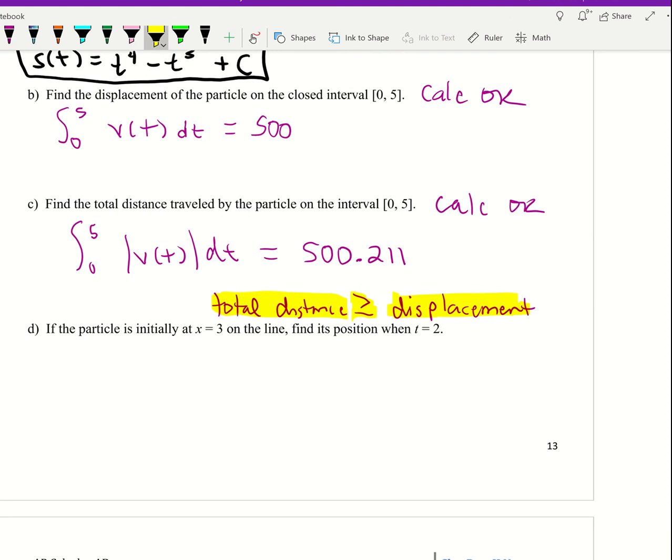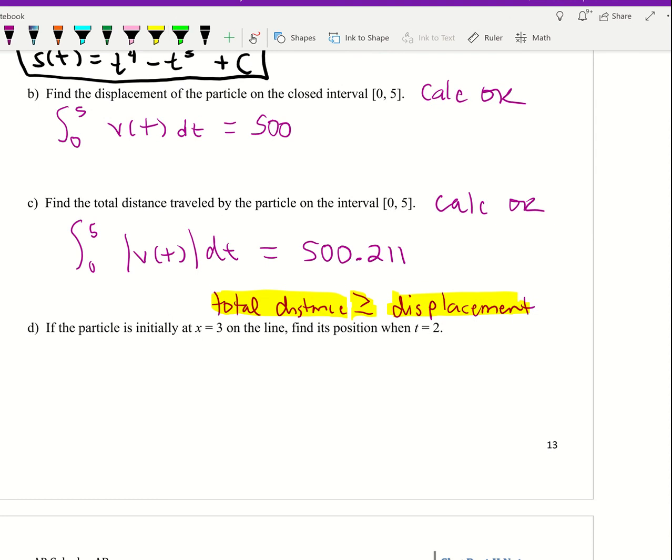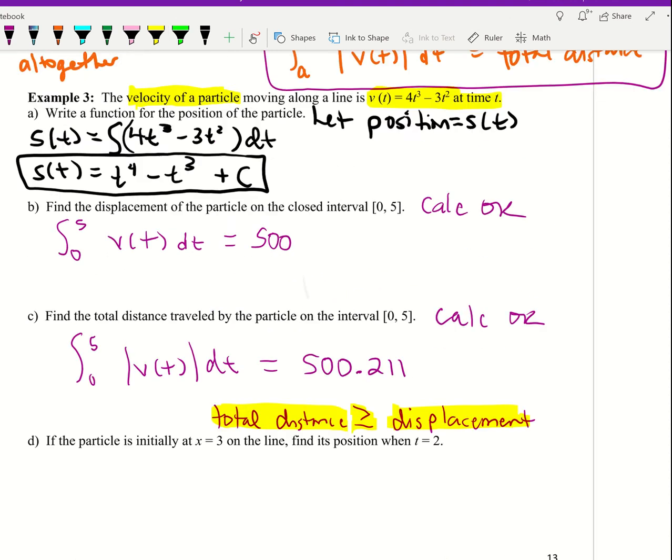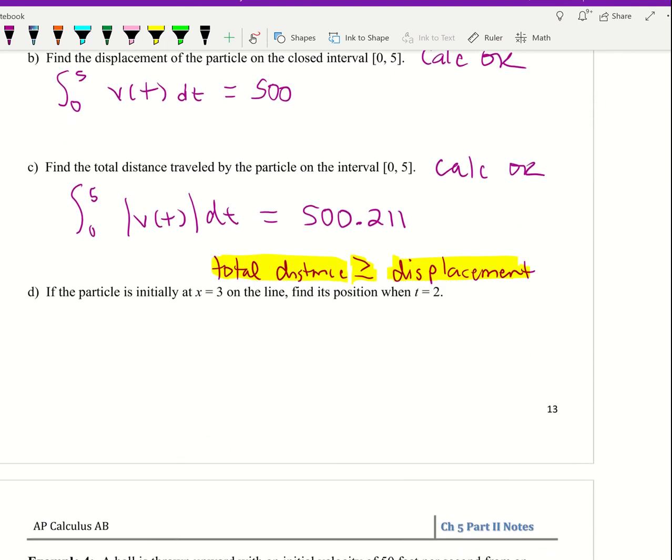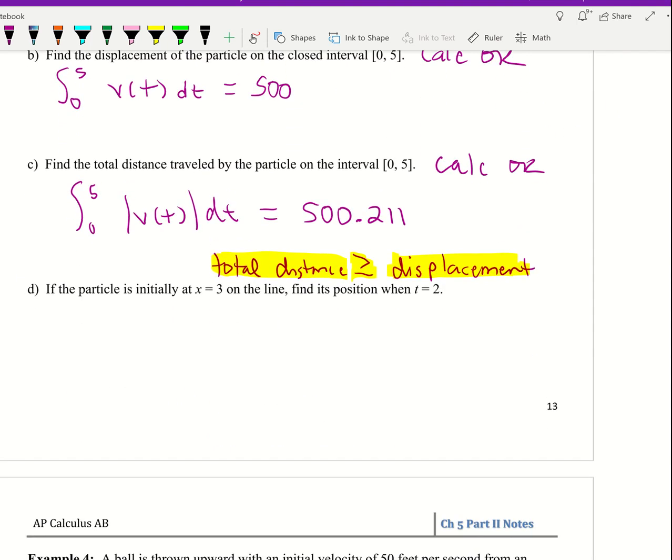All right, part D. If the particle is initially at x equals 3 on the line, that might seem weird to you, but this is moving along a line. It's probably moving along the x-axis here. Find the position when t is equal to 2.